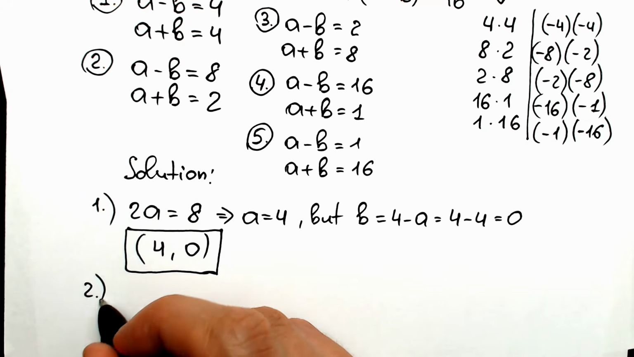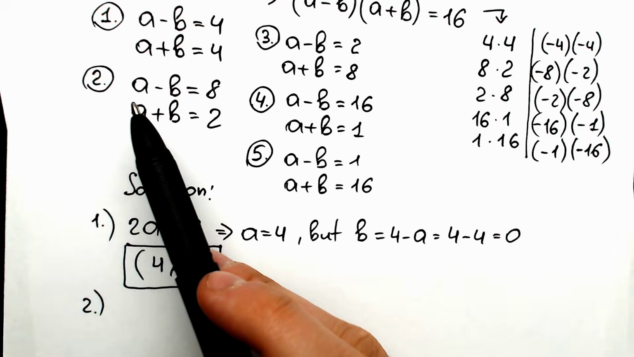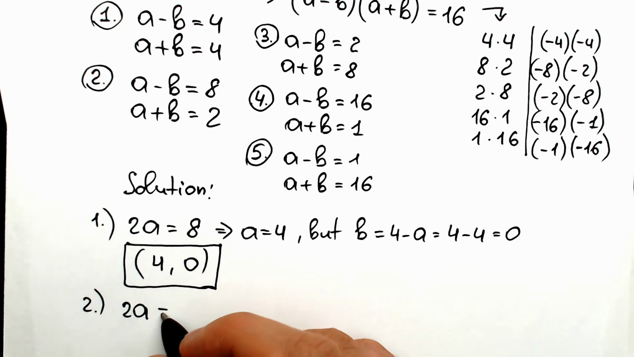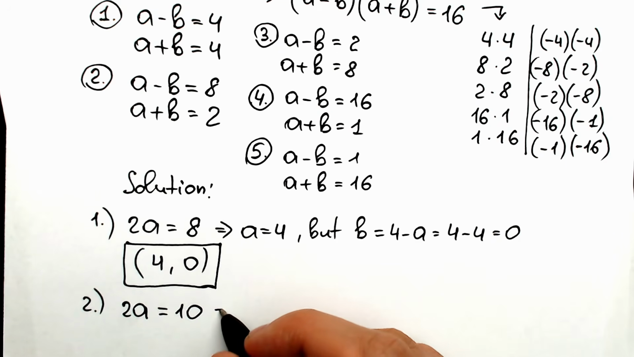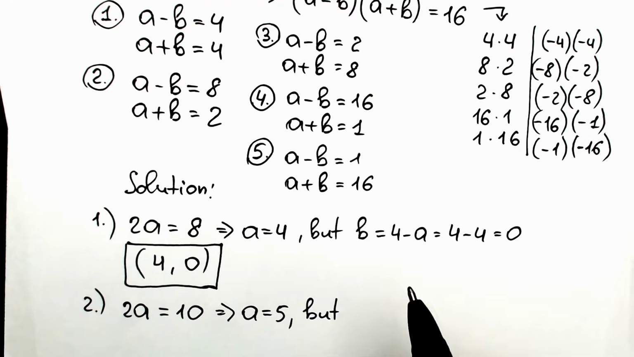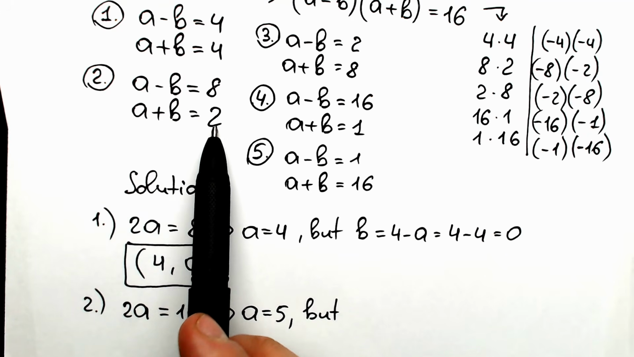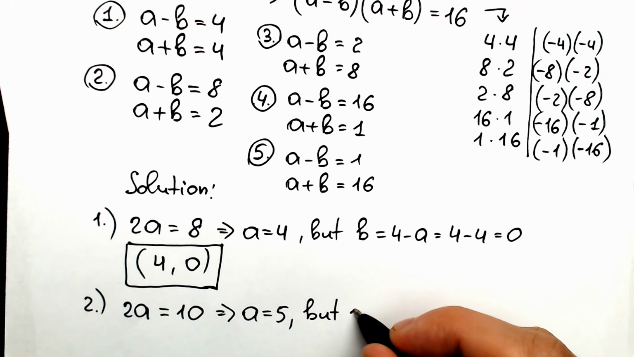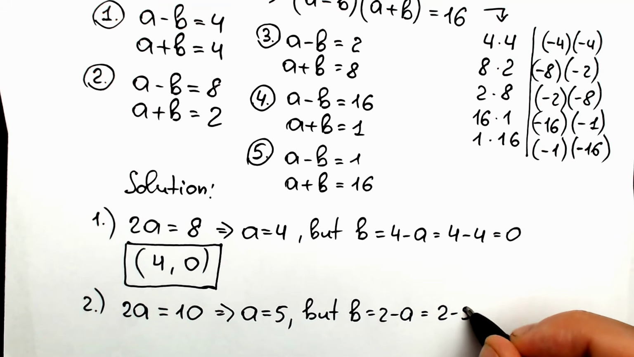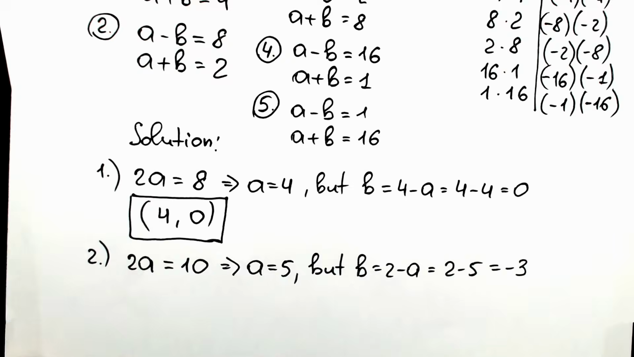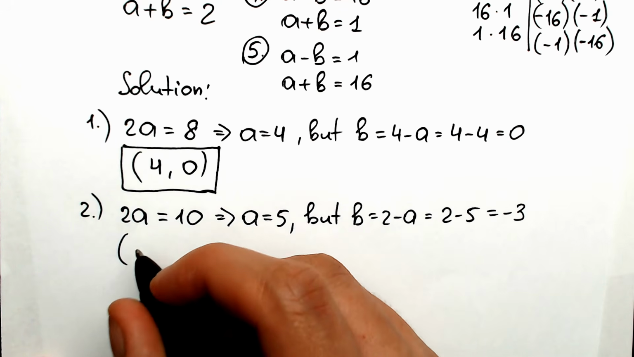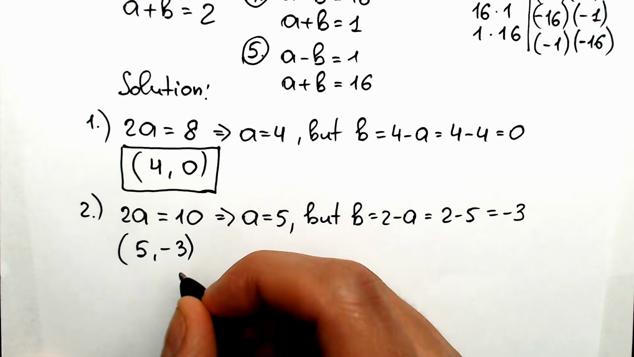If we're talking about the second system of equations, we have 2a equal to 10. And from here, our a is equal to 5. A is equal to 5, but we need to solve it for b as well. So b equal to 2 minus a, so equal to 2 minus 5 equal to minus 3. And from here we can write our second pair, 5 and minus 3. So really great.